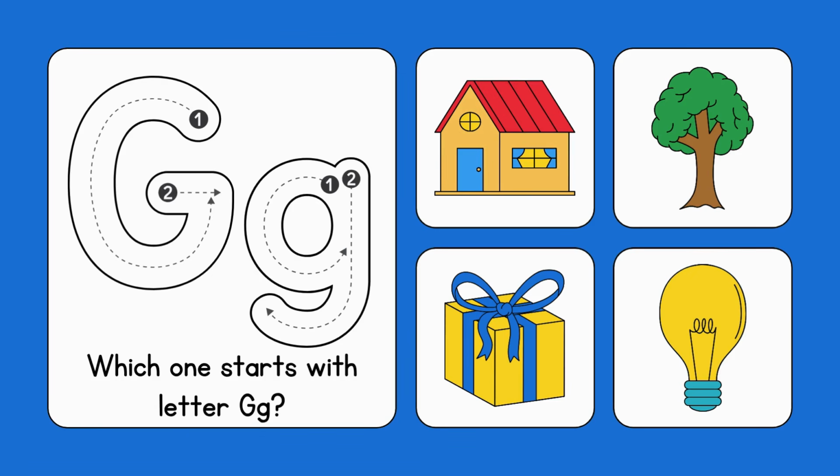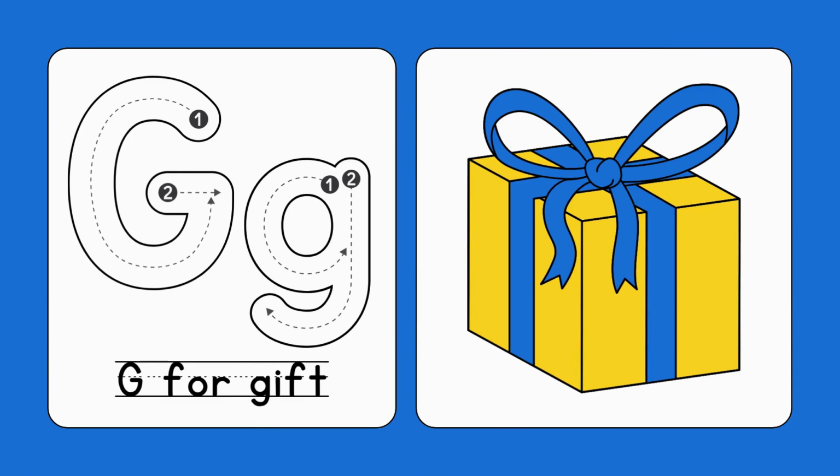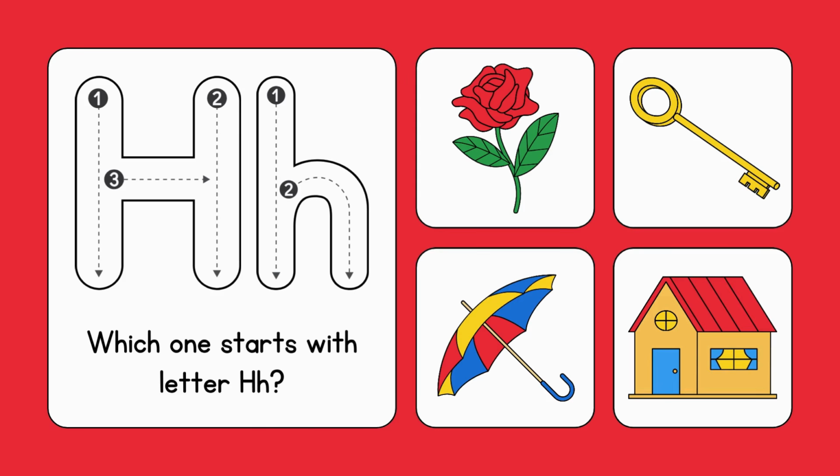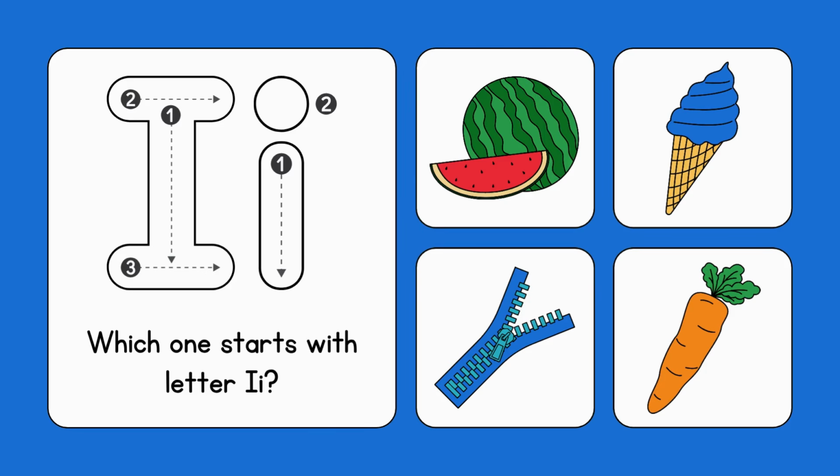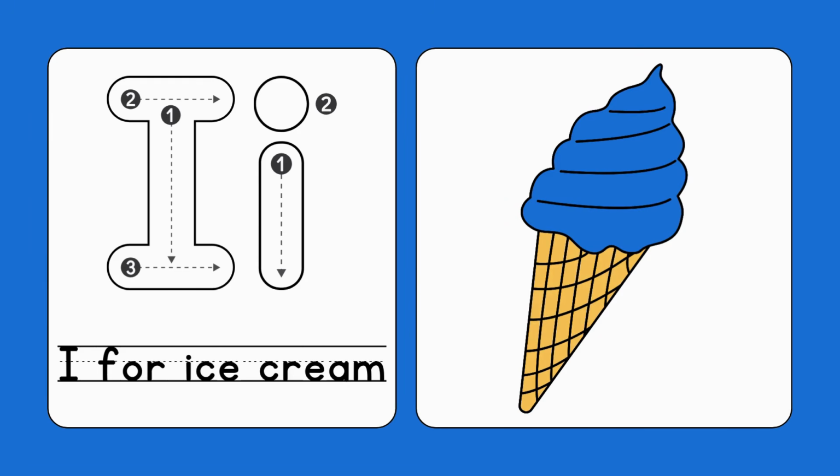Which one starts with letter G? Gift. G for gift. Which one starts with letter H? House. H for house. Which one starts with letter I? Ice cream. I for ice cream.